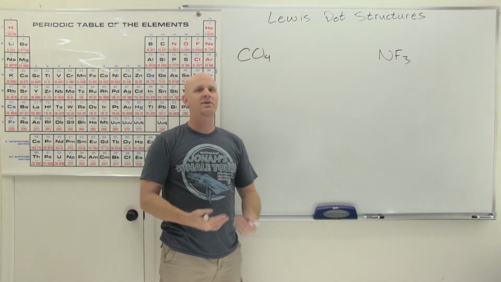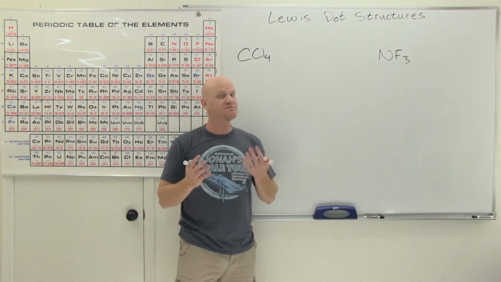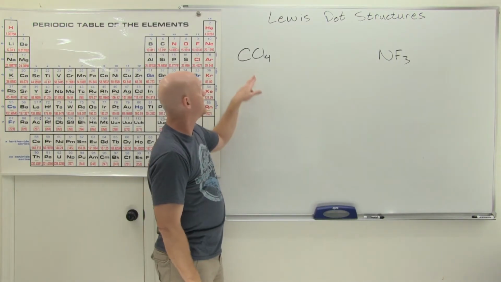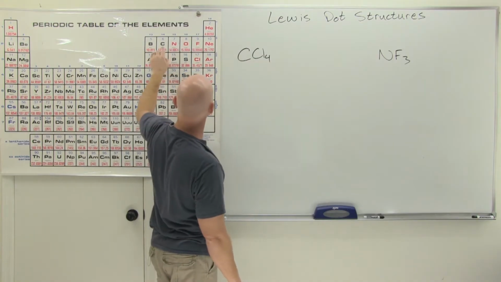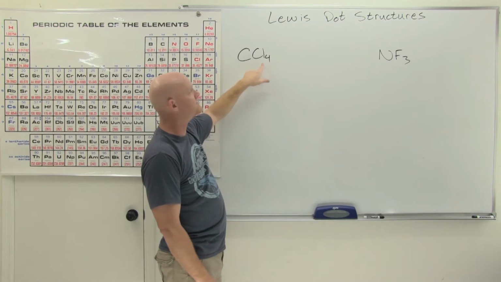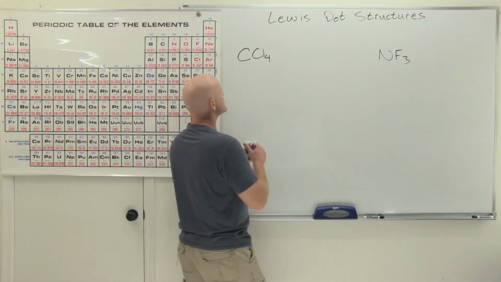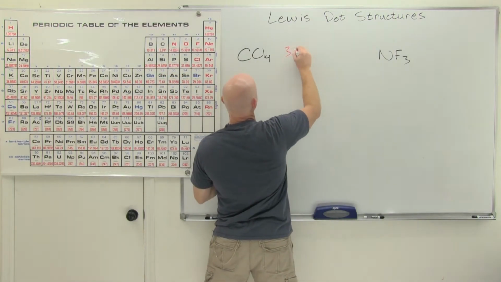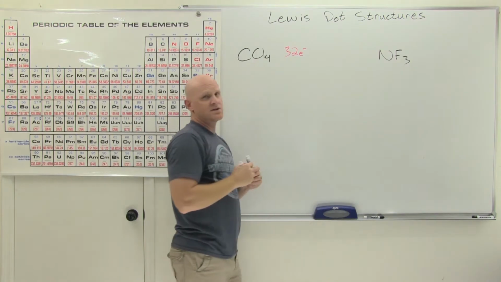All right, so when you go to draw a Lewis structure, first thing you should really do is just figure out how many valence electrons you've got. Again, it's just the valence electrons that show up in the structure. So in the case of CCl4, carbon here has 4 valence electrons, and each of the chlorines has 7 each. 4 times 7 is 28, plus another 4 is 32 valence electrons. So we'll start there.